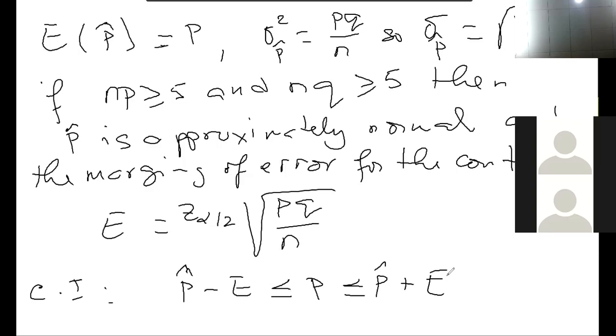E equal to z alpha over 2. Now we use p hat q hat, because we want to approximate p that we don't know. We are going to use the sample proportion for the population proportion. So I have reproduced here the conditions that we can use to check if the sample proportion is approximately normal. Because we don't know the population proportion, which eventually we want to get, we use the sample proportion as an estimate of the population proportion.